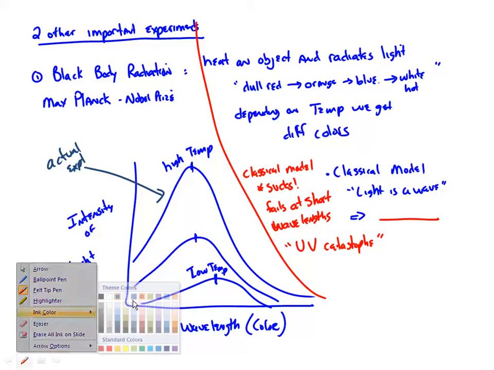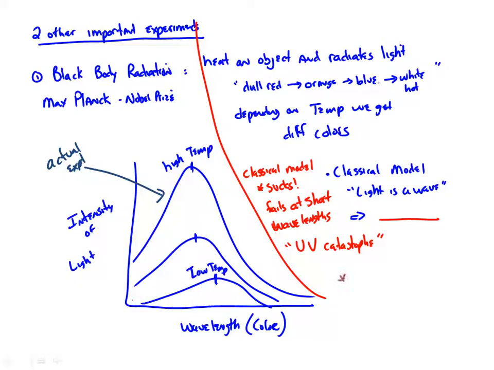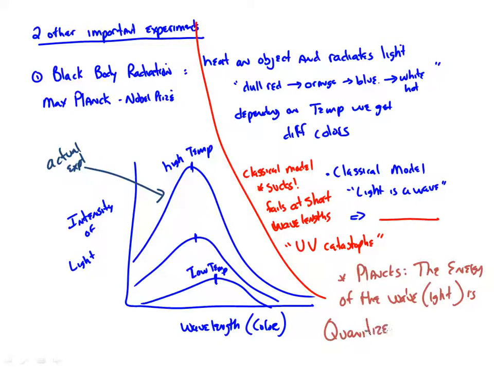And so what Planck said is that the energy of the wave, or since we're talking about light, we can say light, is quantized. And what that means is that it can only have specific values. And I'm going to go to a new slide and draw a picture.